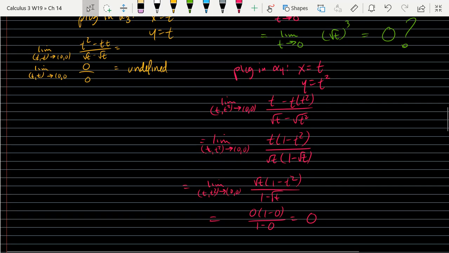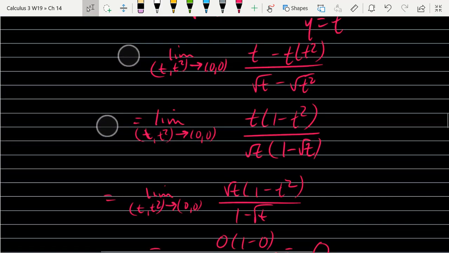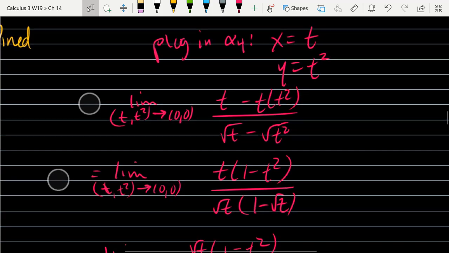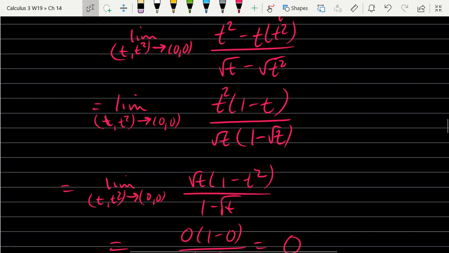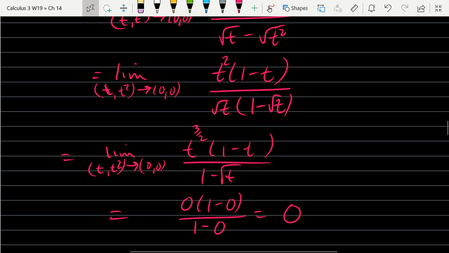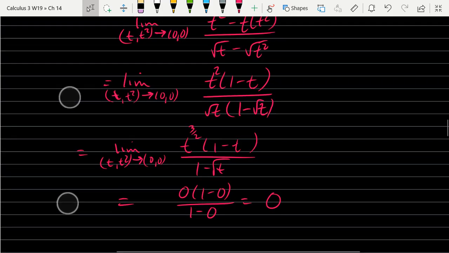So I got undefined on my t, t path and zero on my t, t squared path. So any questions on getting those? Oh, so that should have been squared. So that would give me t squared times 1 minus t. So that's t to the 3 halves. Okay.